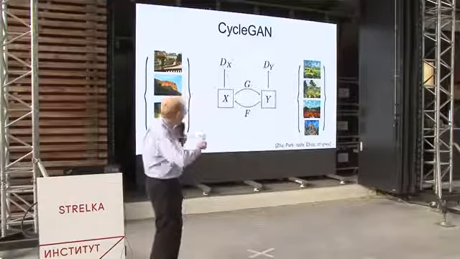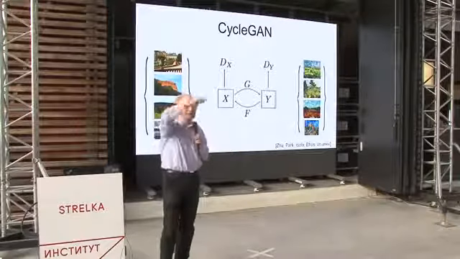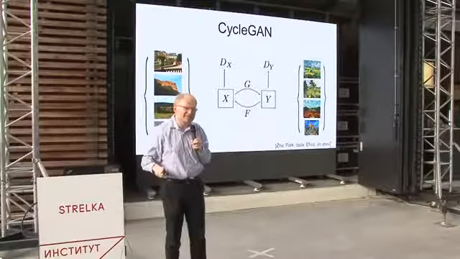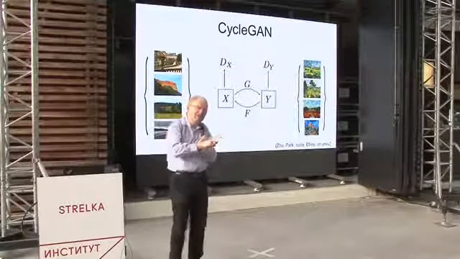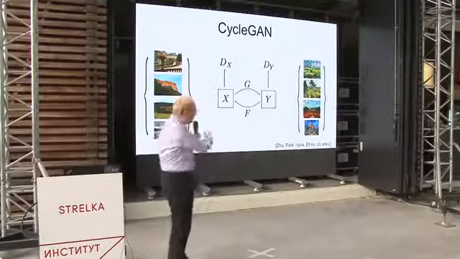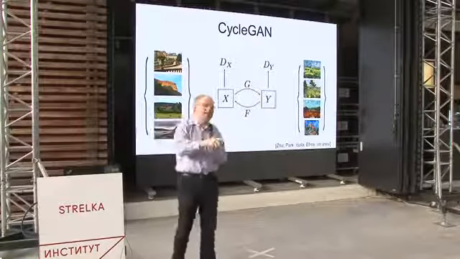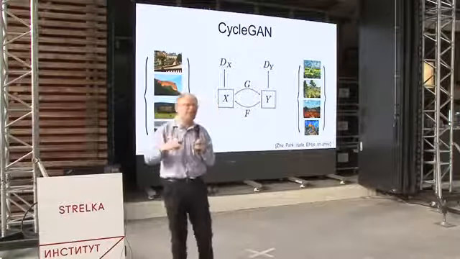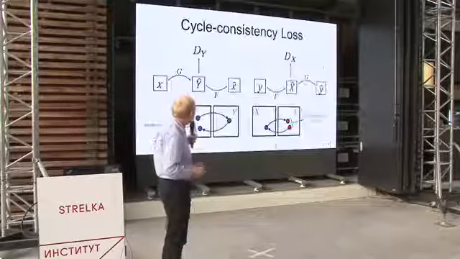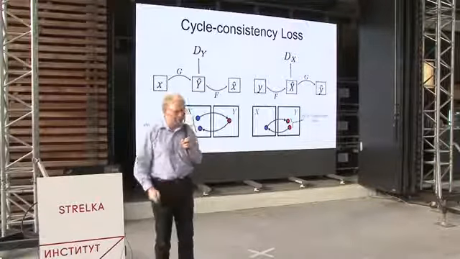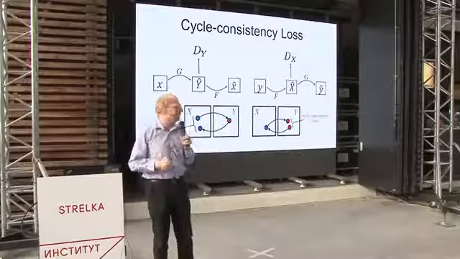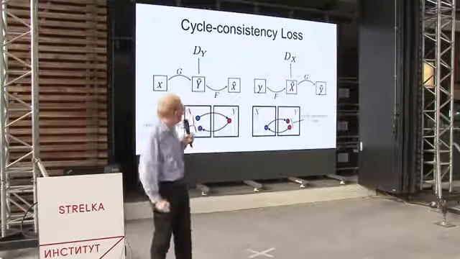Well, the idea is we are going to enforce a cycle consistency. So we are going to train another translator F that is going to go the other way, and then we want them to agree with each other. So how do we do this? This is a cycle consistency loss that we've been working on for a few years, and finally we found something that really works well.